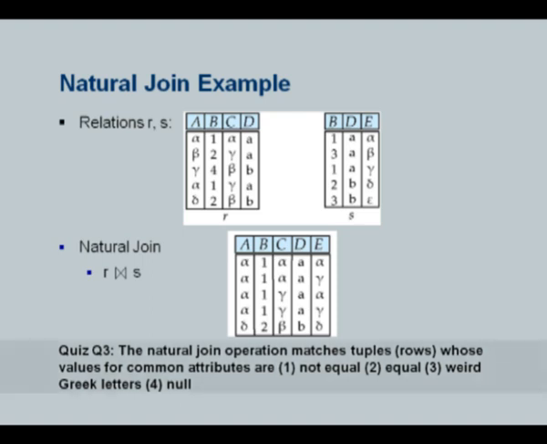There is a simple quiz question here which you can try out later, which says the natural join matches rows whose values for common attributes are not equal, equal, and a few other silly things. The answers should be obvious. Again, it was just to make sure people are awake.